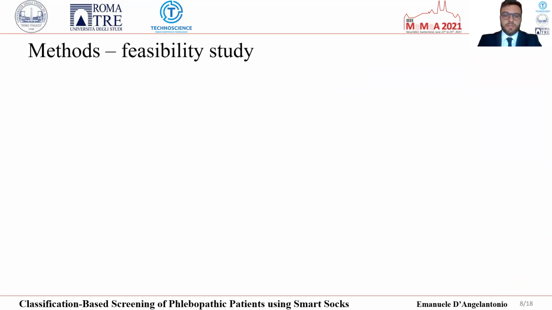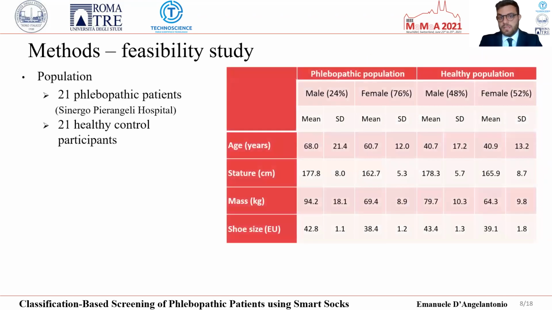To develop the screening tool, a feasibility study has been conducted on a population of 42 participants composed of 21 healthy subjects and 21 pathological patients. The measurements of the participants suffering from chronic venous disease were made in Pierangeli Hospital at Pescara, while a healthy control group performed the test in the University Research Laboratory. In the table, there is the anthropometric information of the entire population divided into healthy and pathological.